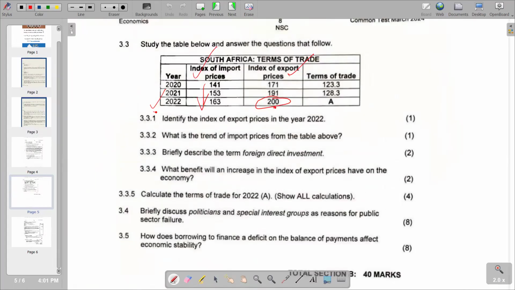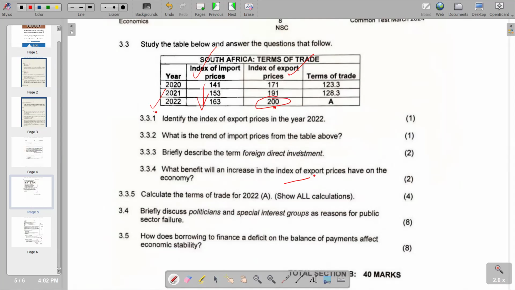It is saying, what benefit will an increase of the index of export prices have on the economy? What benefit will an increase in the index of export prices have on the economy? So if the index of export prices increases, what benefit does it have on the economy? So we have also that other section, but we can first try to understand what we mean by index of export prices. Very important for us.